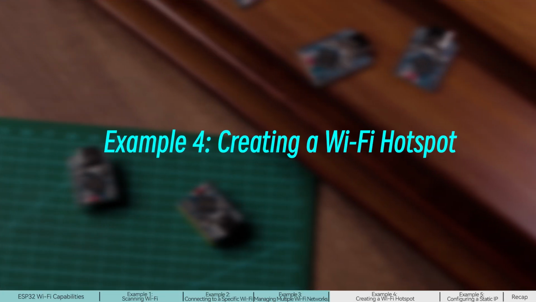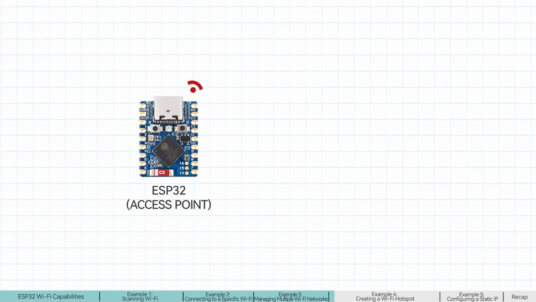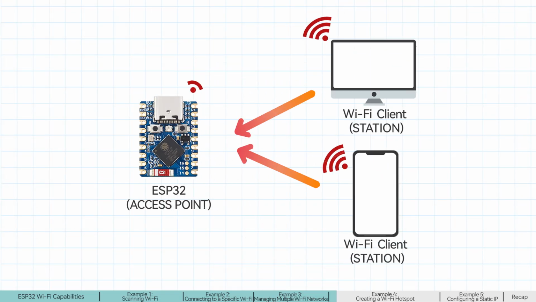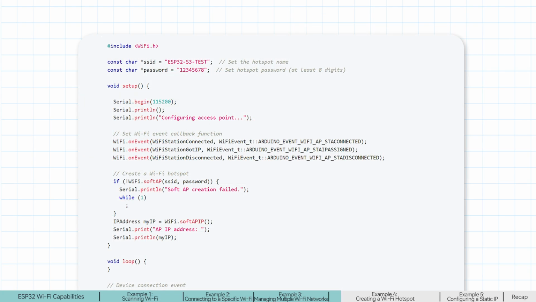Besides connecting to networks as a client, the ESP32 can itself become a Wi-Fi hotspot, allowing devices like phones and computers to connect to it. This is AP mode. In this example, we first set the hotspot name and password. If a password is set, a secured encrypted hotspot is created. If the password is left empty, an open hotspot is created that anyone can connect to.